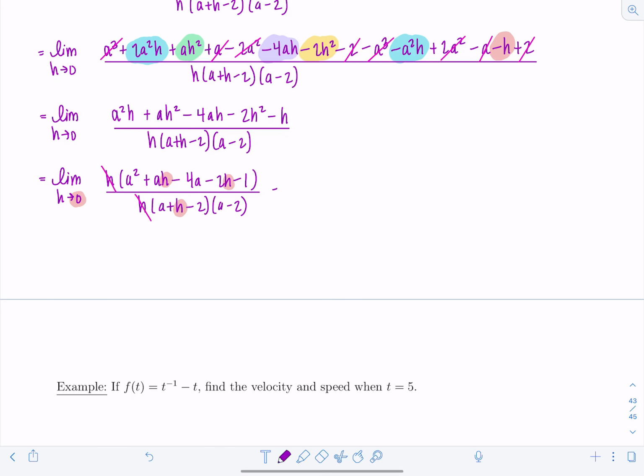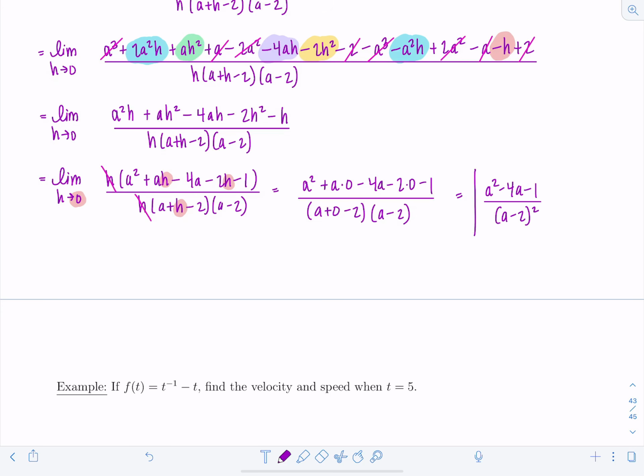Okay, so this limit is going to be a squared plus a times 0 minus 4a minus 2 times 0 minus 1 over a plus 0 minus 2 times a minus 2. Notice I didn't write lim anymore because I've already plugged in 0 for h. And then let's see, what are we left with in the numerator? I've got a squared minus 4a minus 1 over the quantity a minus 2 squared. And now we are done.